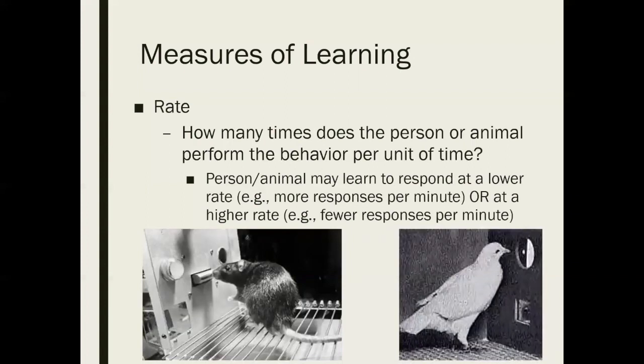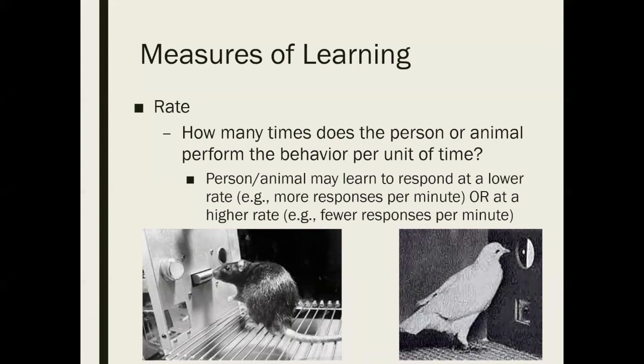Now, guys, rate and speed are related to each other, but they're not the same thing. Okay, so remember, when we measure speed, we're measuring how much time the person or animal takes to perform one behavior, like running a maze or stringing a tennis racket, from start to finish. That's speed. With rate, we're looking at how many times the animal performs the behavior per unit of time, like per minute, per hour, per day, or whatever.